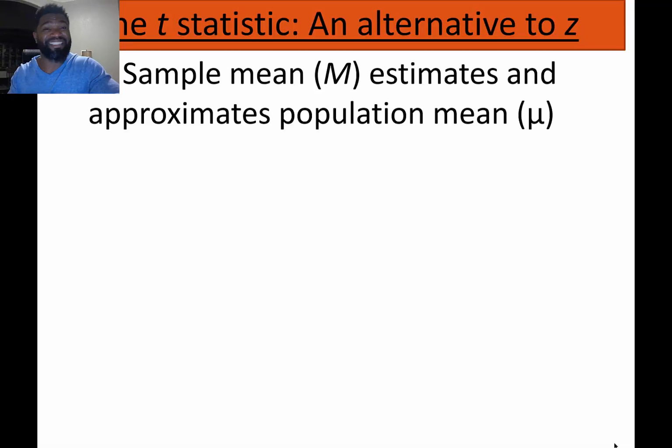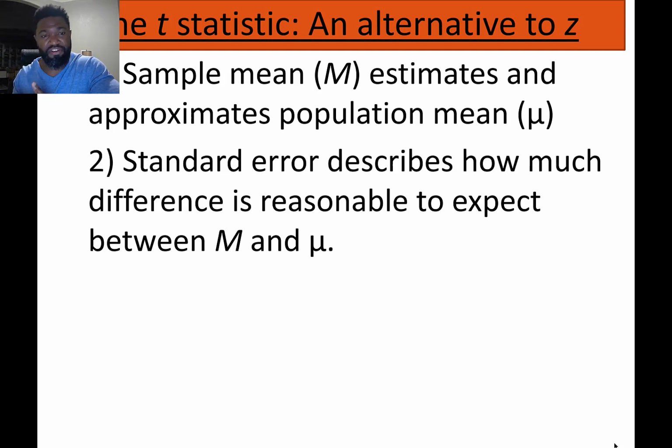So let's talk about the t-statistic, which is an alternative to the z-statistic, right? We know that a sample mean, if you have a large enough sample, essentially estimates and approximates the population mean. If you have a large enough sample, let's say about 30 or so people, you get this normal distribution, and you probably get a fairly decent estimate of the population mean for most things using just a sample of 30.